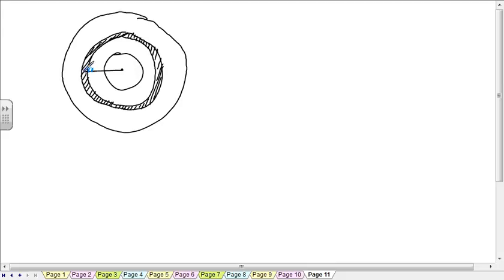We're going to call the variable representing this ring's moment arm R. That's going to be our variable. How do we figure out the total normal force on this ring? Because that's how we're going to figure out what the frictional force is on this ring.